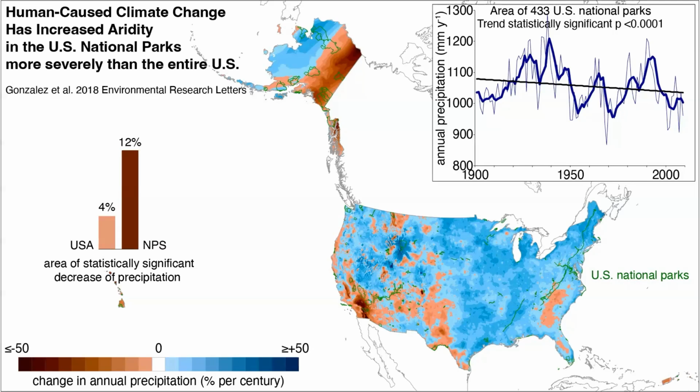And why is that? Why would that be? Does anybody have an idea? You can actually see all the national parks in green. We'll just try to do this really quickly. Yes?